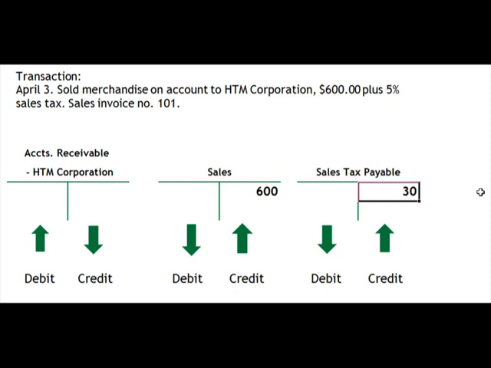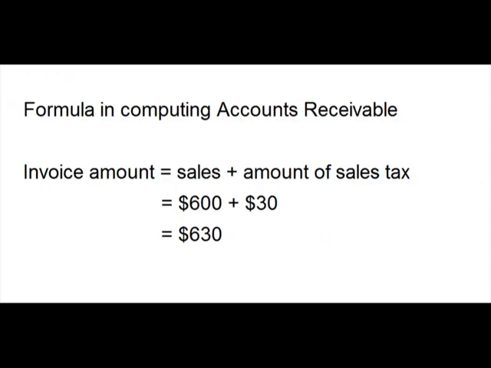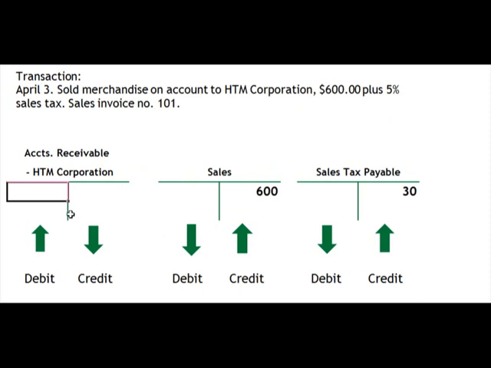For the amount of accounts receivable, we have to use the following formula. The accounts receivable is also the total invoice amount. Invoice amount is the sales plus the amount of sales tax. $600 plus $30 is equal to $630. So we now complete our T account. That will be $630 for accounts receivable, HTM Corporation. So we are now ready to record this transaction in the sales journal.